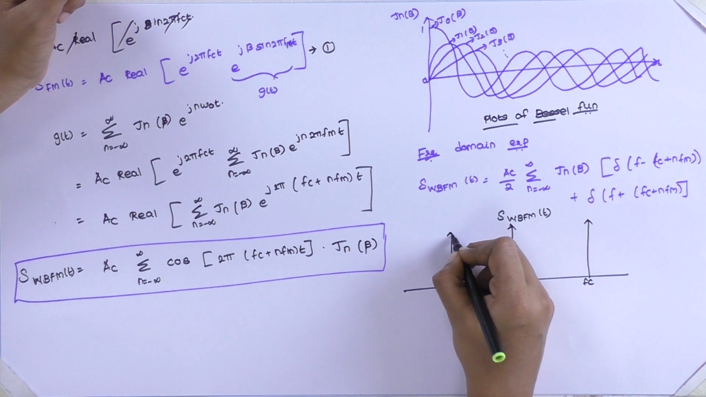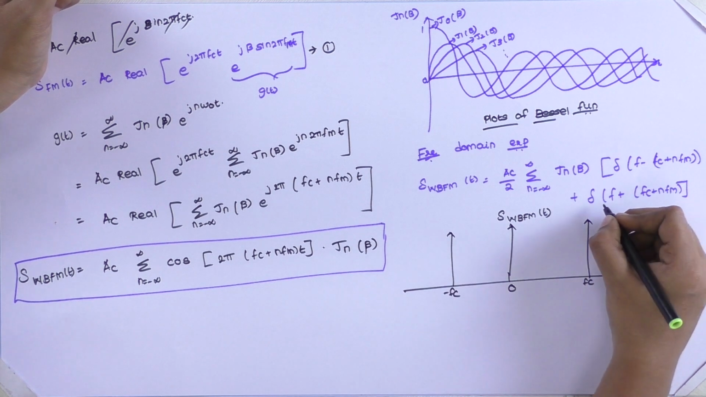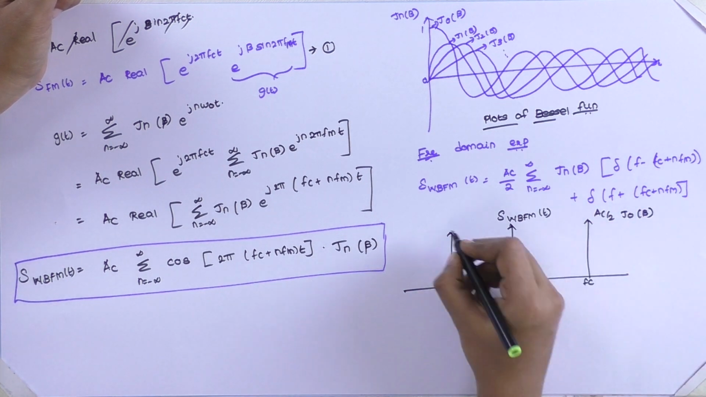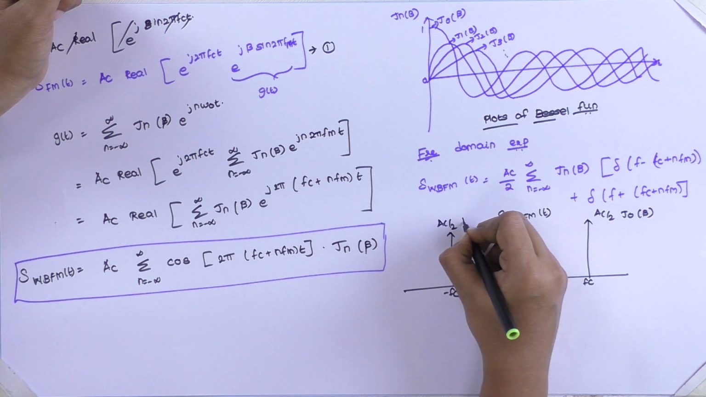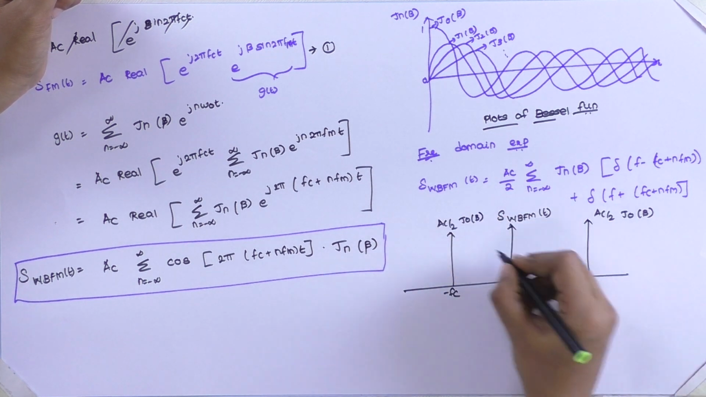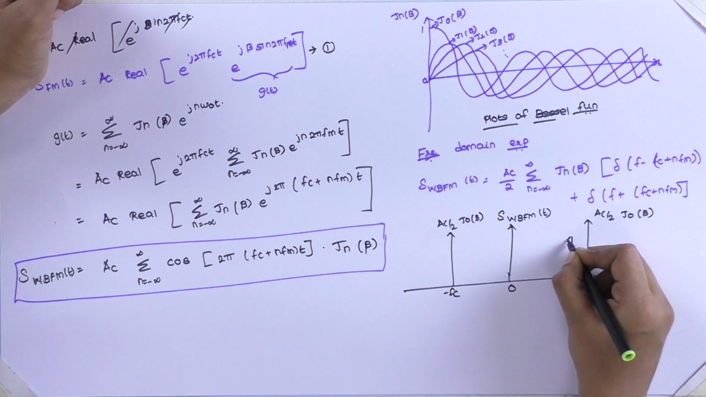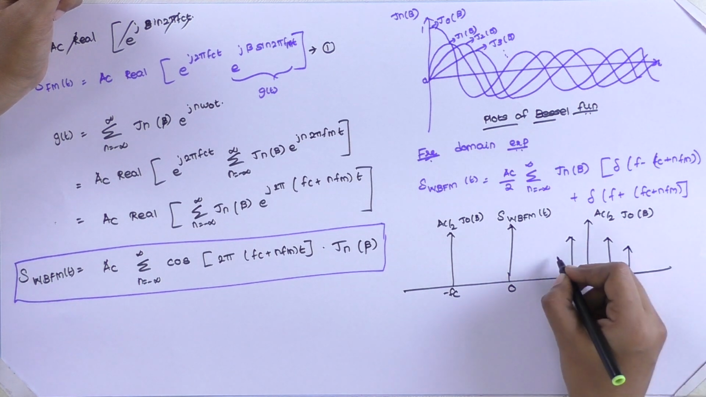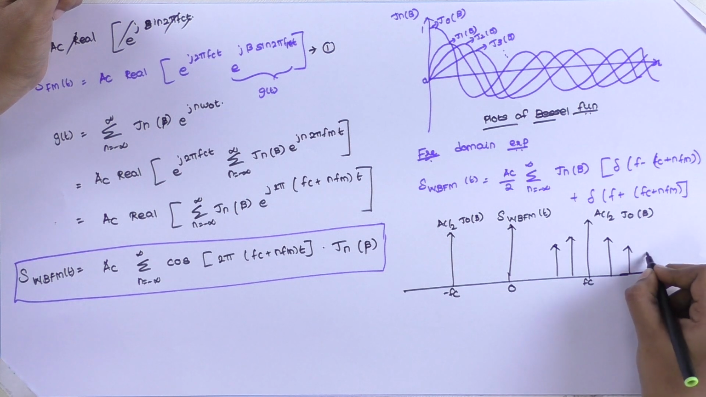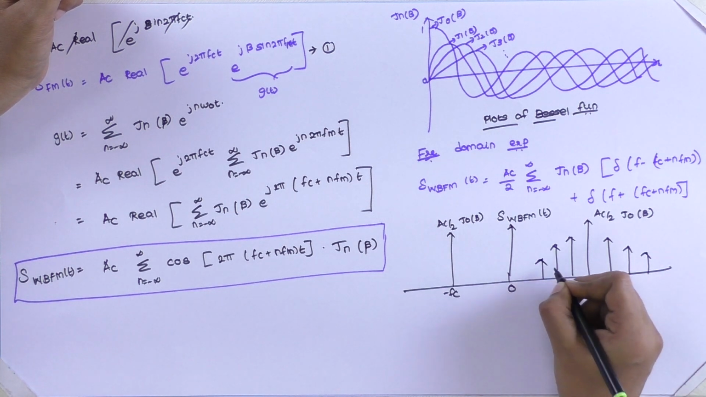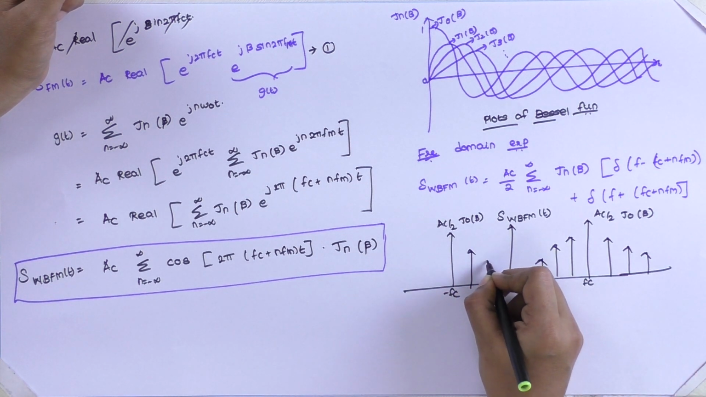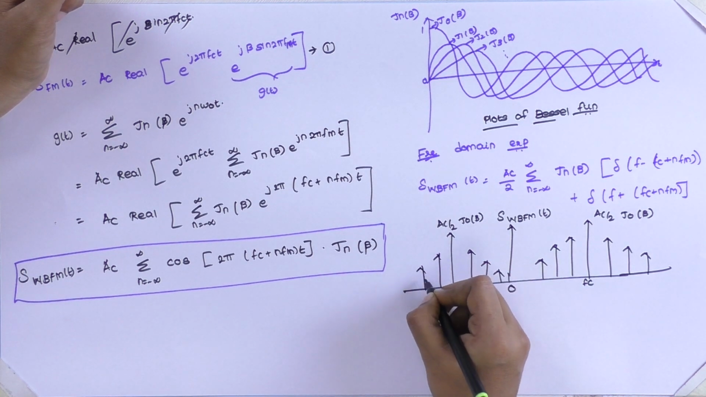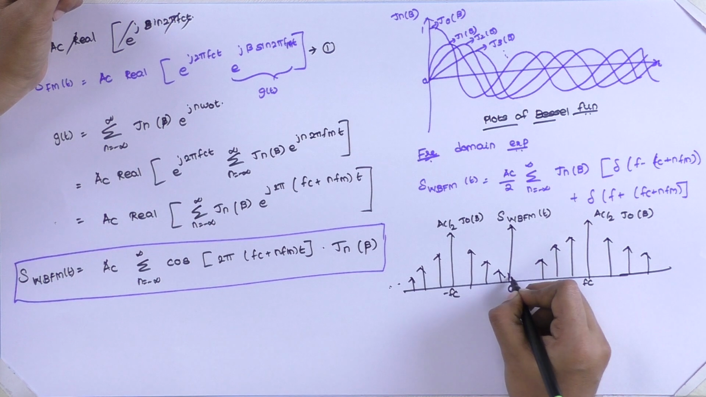Center frequency of the carrier minus fc, Ac by 2 into J0 of beta. Here again, Ac by 2 into J0 of beta. These are the sideband frequencies. It goes on like this, infinite.